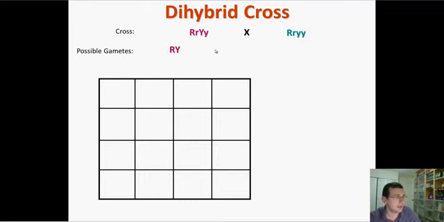So you can have a big R with a big Y, a big R with a little y, a little r with a big Y, or a little r with a little y. And you see that these are the 4 possible gametes out of distributing the genes by independent assortment up there.